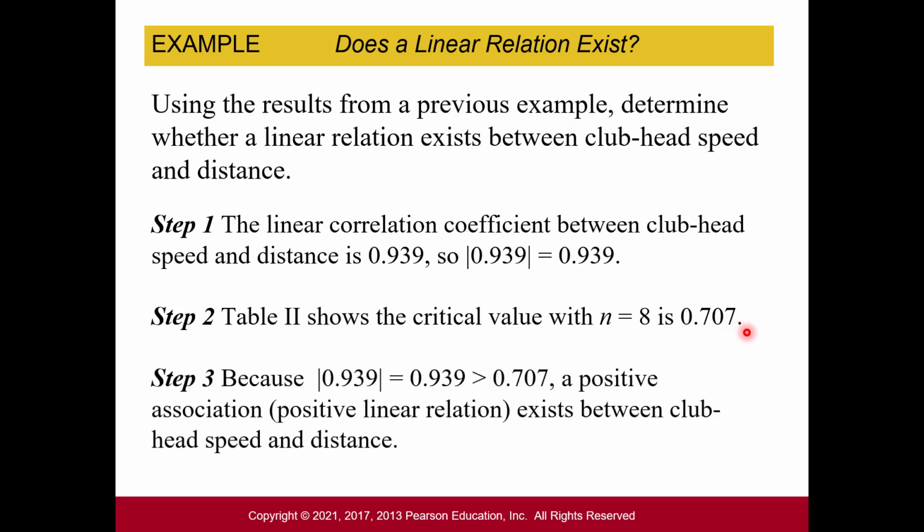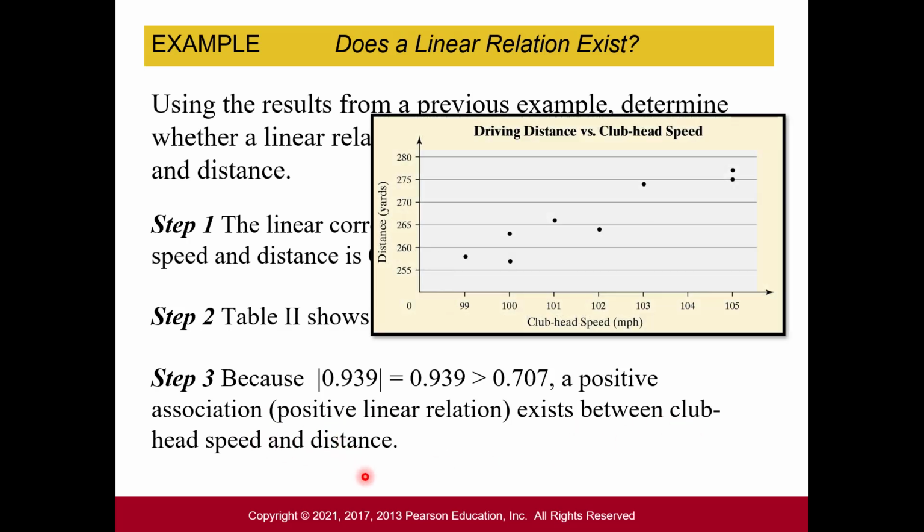Then we just compare these two. Because our correlation coefficient is greater than the critical value, a positive association or positive linear relation exists between club head speed and distance. And if you remember our scatter diagram, we could tell visually that we had this positive linear relation.